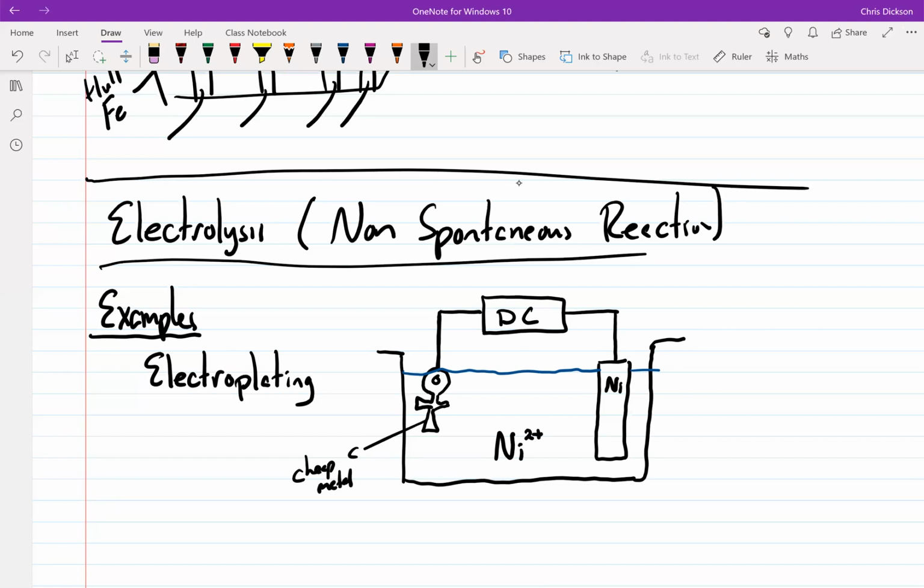So my goal here is to take this cheap metal jewelry and coat it in a metal that looks nice, makes it look like it's worth more than it really is. So my goal is to move the nickel ions onto that surface. And what I want to do is coat it. So I'm going to use a different color here. I want to coat it.